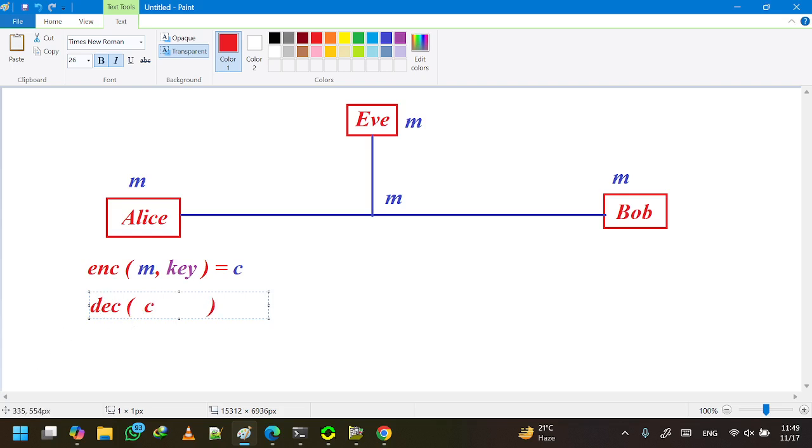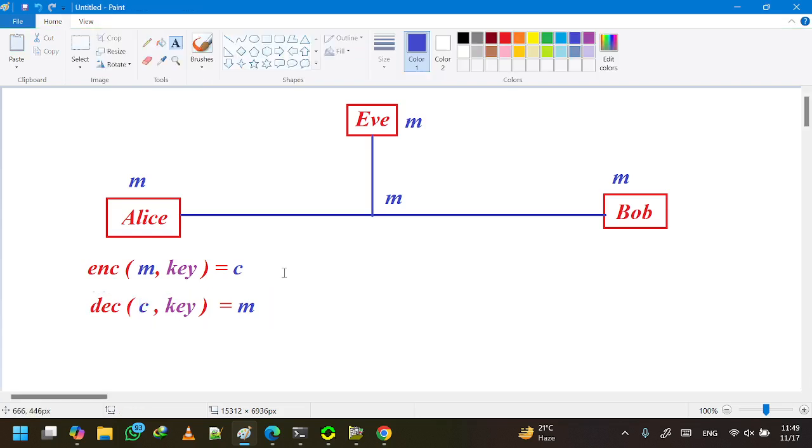The decryption function takes the ciphertext C as input, and again it takes the key as another input. With the combination of the ciphertext C and the key, this operation will produce the message M. This key will be used to decrypt the ciphertext C. So encryption and decryption are two opposite functions: one produces a ciphertext, the other produces plain text.